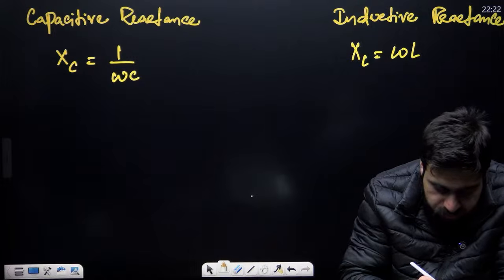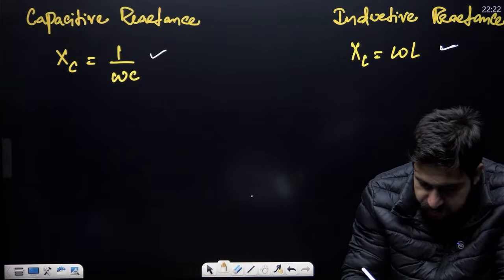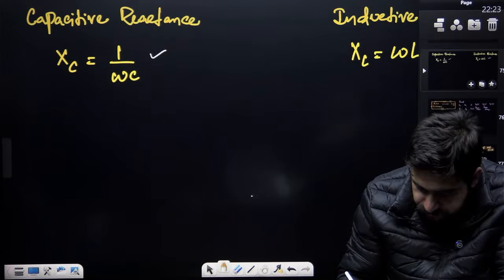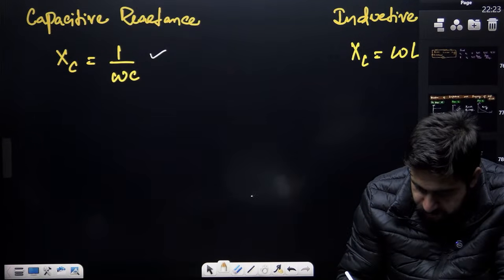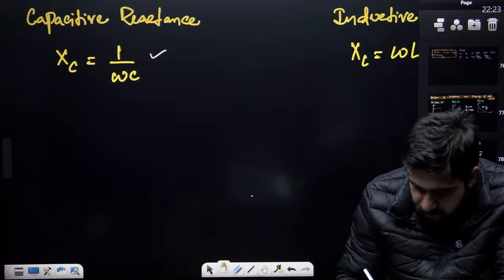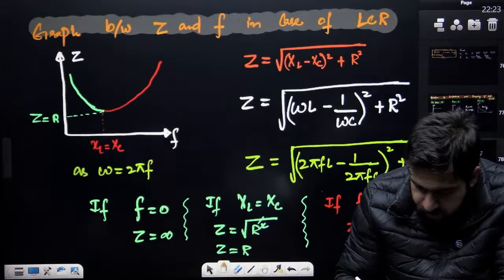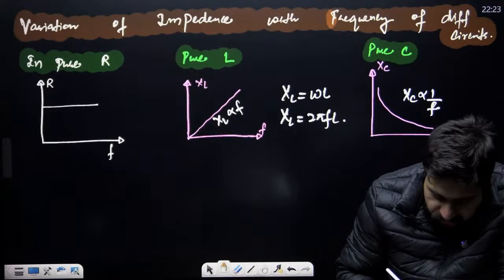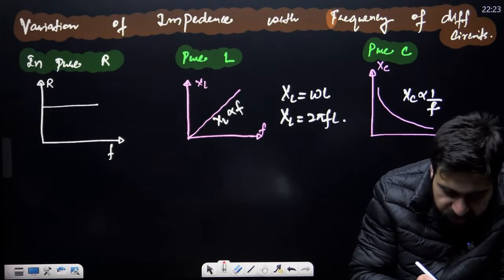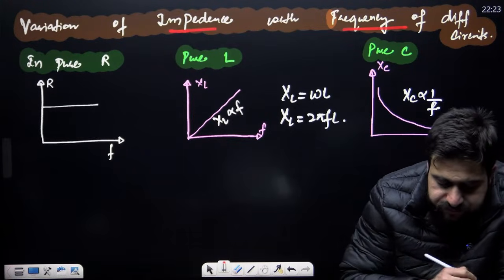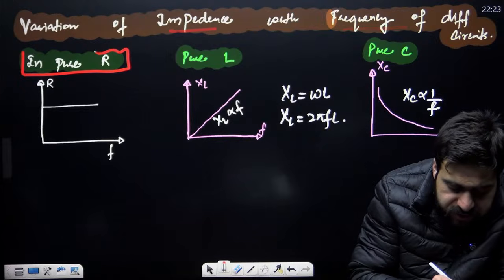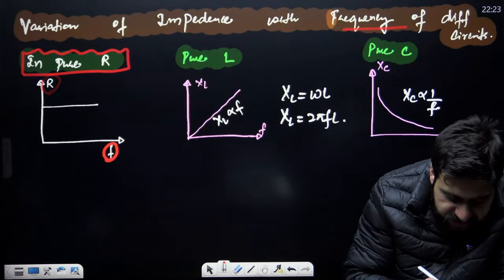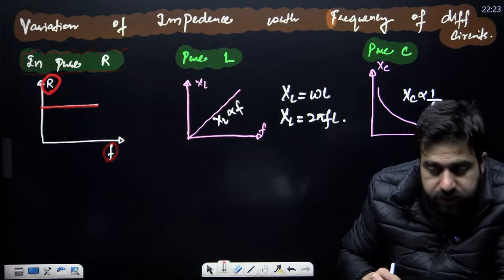This I have already told you, capacitive reactance and inductive reactance. One more important thing I just want to say over here: variation of impedance with frequency. Guys, in case of a pure resistive circuit, if somebody asks what will be the graph between resistance and frequency, there is no graph. It does not depend upon the frequency.